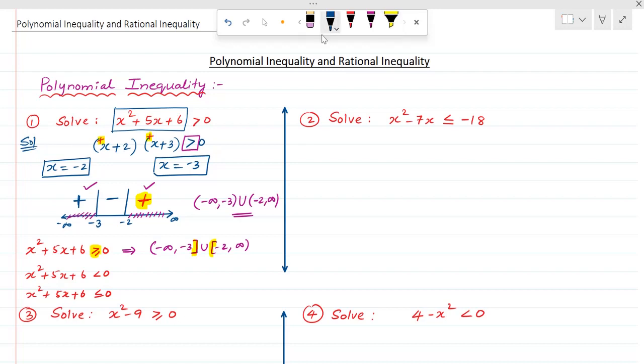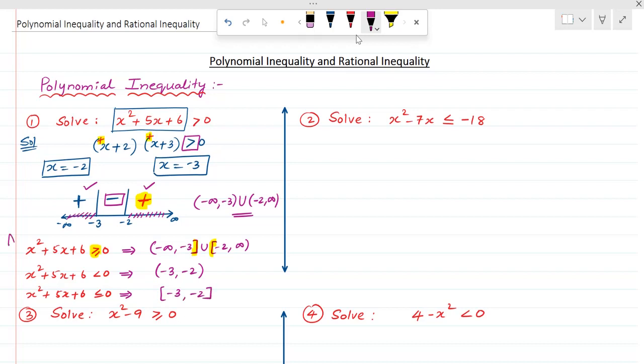Now similarly for the next one, we will have less than. You have only one part that is negative, which is minus 3 to minus 2. Since it is not equal, both ends are open. If it is less than or equal, it is closed. So all the different cases we have discussed in only one problem.